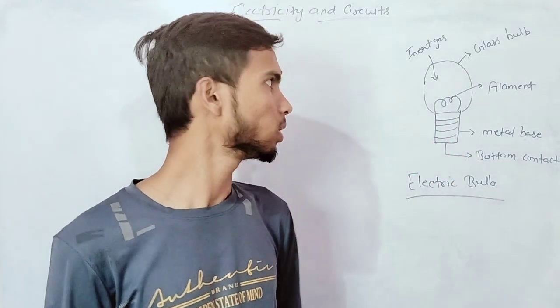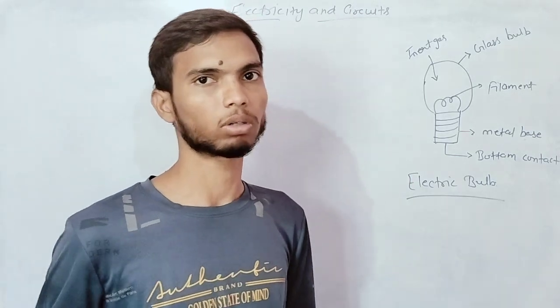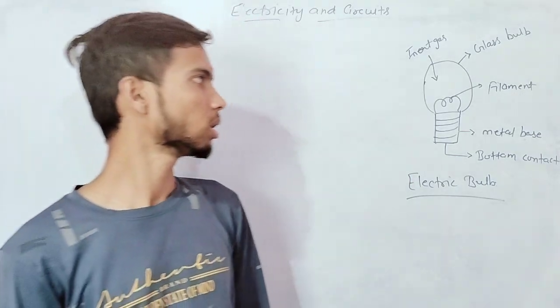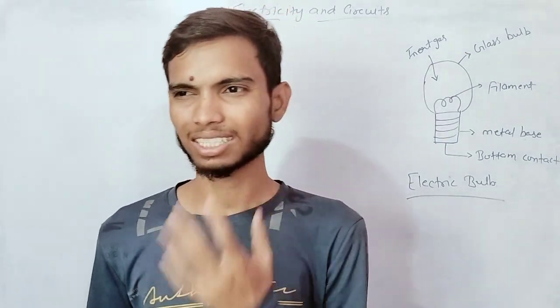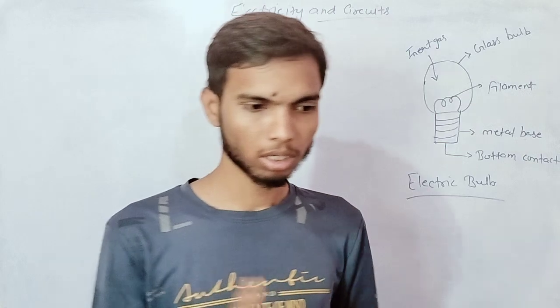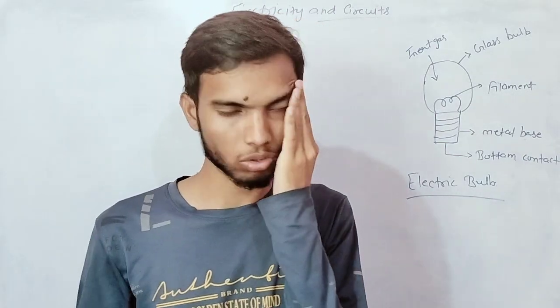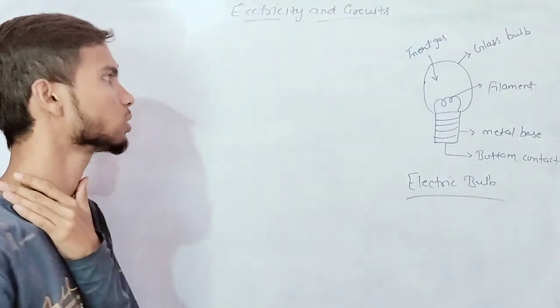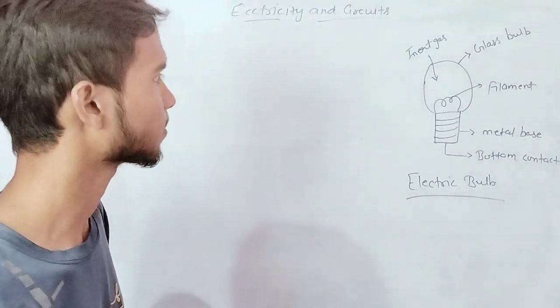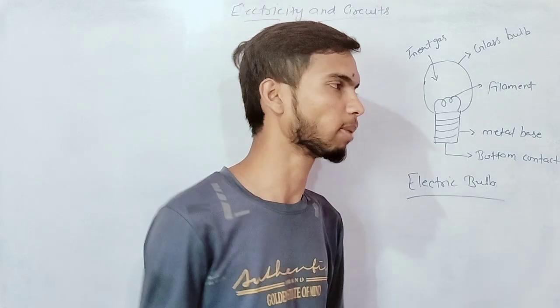That's how electricity flows. Electricity, what is it? It is a current, which flows inside the wire. Current is used for many devices.